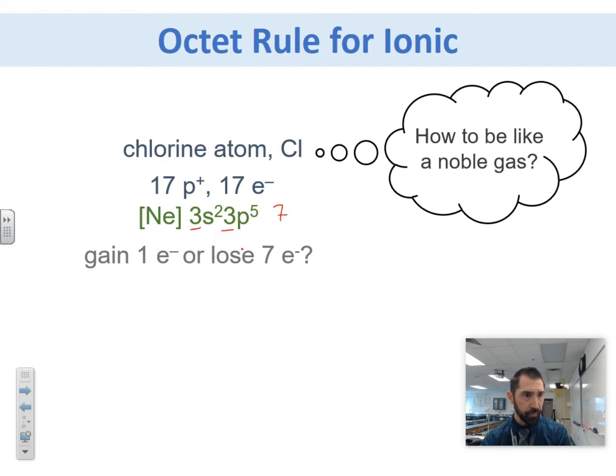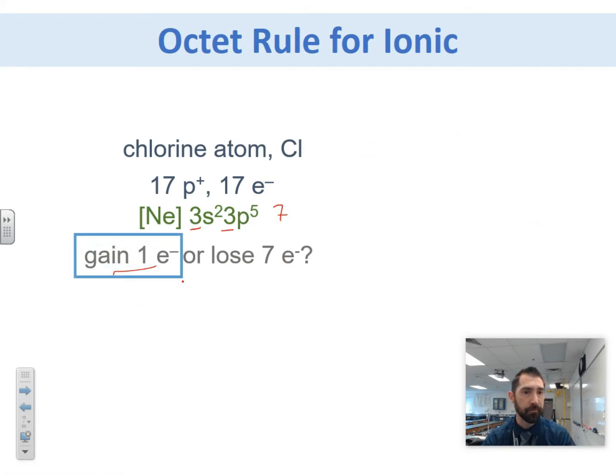Well, it could either gain 1 electron, and think about it, if it gains 1 electron, it has 18, and it would look like argon. Or it could lose 7 electrons. If you subtract 7 electrons from the 17 it has, it's going to have 10 electrons in its configuration, and that looks like neon. So which is it going to do? It's going to do the easier one. It's going to gain 1 electron.